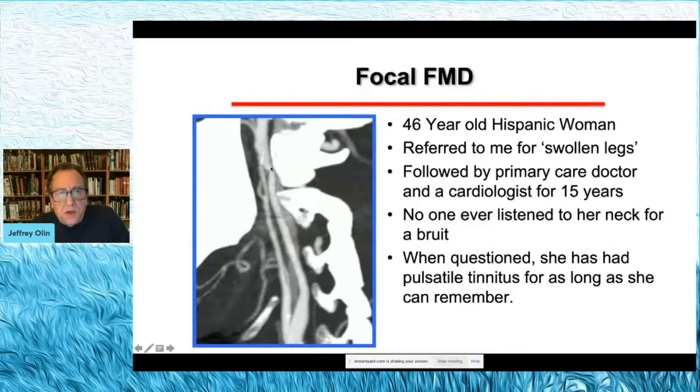And she ended up having focal fibromuscular dysplasia. And when questioned, she had a long history of pulsatile tinnitus. That's a swooshing or whooshing sound in your ear, and I'm going to play that for you in a minute or two, as long as she could remember. And she was never diagnosed. And this is an all too common manifestation.